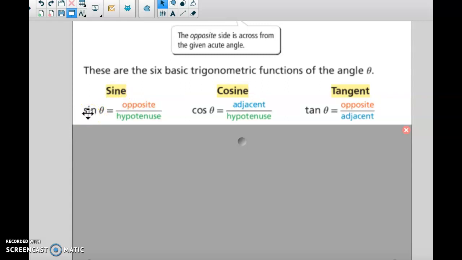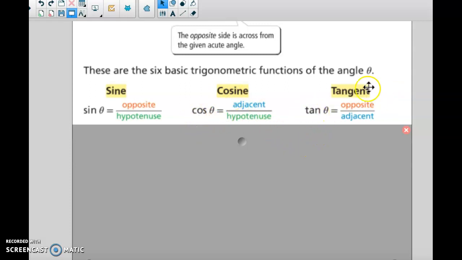These functions represent the ratios of the side lengths of triangles. So when I have a ratio of the opposite side of a triangle over the hypotenuse side of the triangle, that's called the sine function. So we read it like sine, but I write it S-I-N. Okay, when I'm looking at the ratio of the adjacent side over the hypotenuse side, that represents the cosine function.